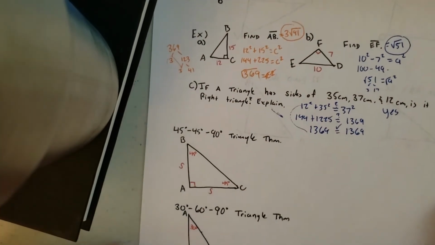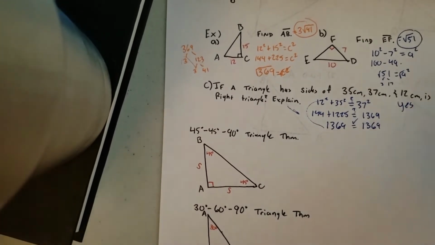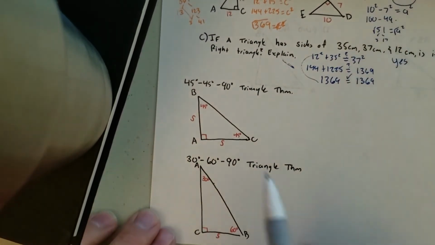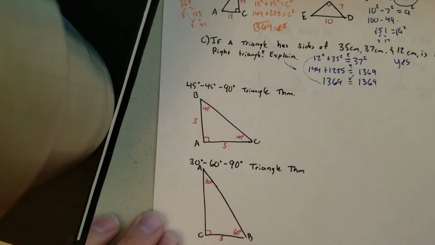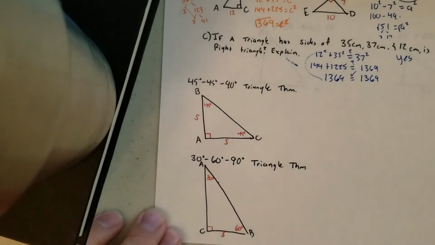We're now going to get into what's called special right triangles. When we have these special rights, there are two types of special right triangles. There are 45, 45, 90 degree triangles and 30, 60, 90 degree triangles. There are some differences between the two.